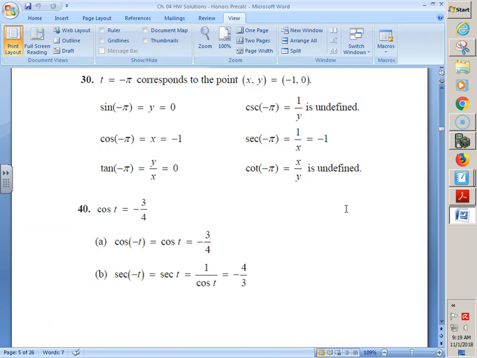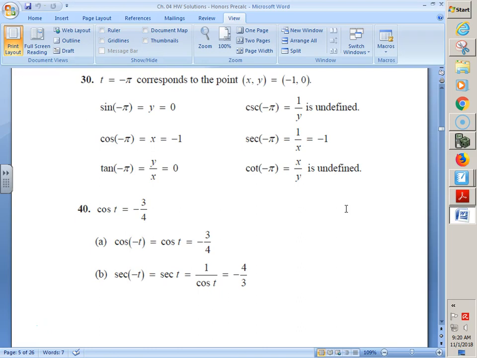Number 30, number 40. Number 30 is another find all 6. There's going to be some undefineds, because as soon as you have a 0, anytime you have a 1 over 0, it's going to be undefined, or a number over 0. We're not talking about holes or vertical asymptotes right now, even though we could bring that discussion in, but for right now, whenever you have an over 0, undefined.